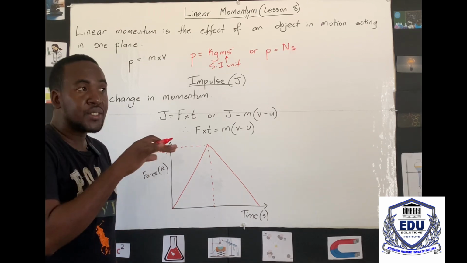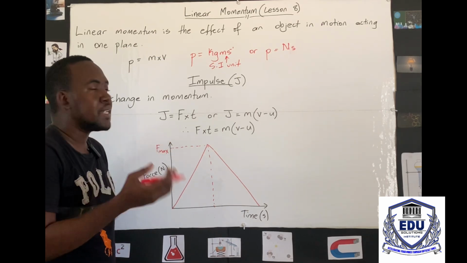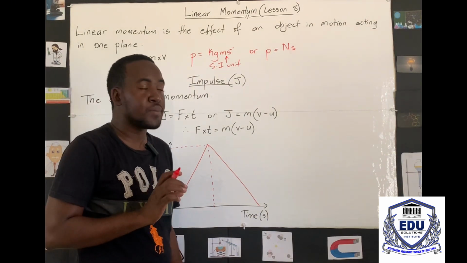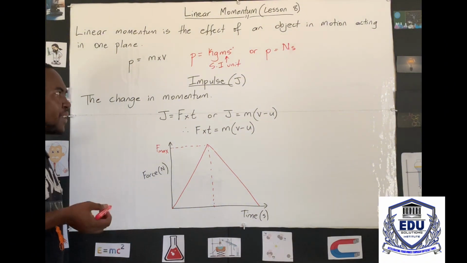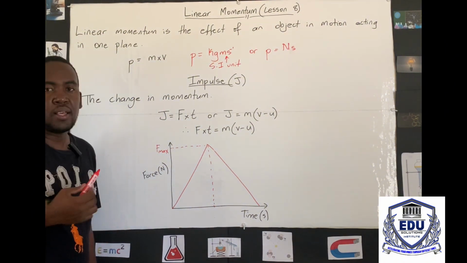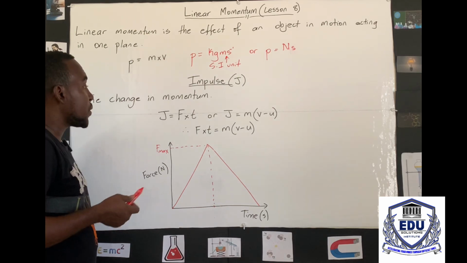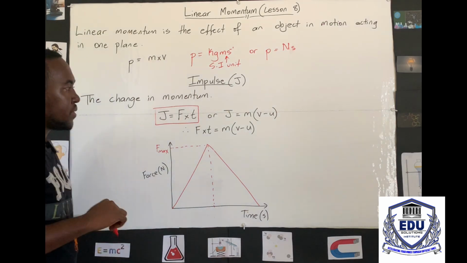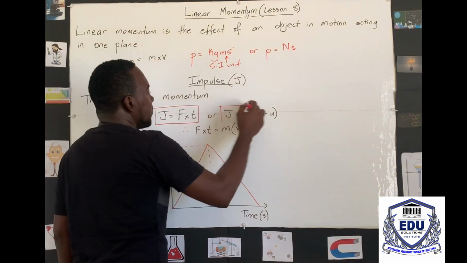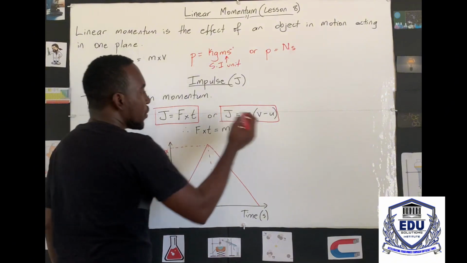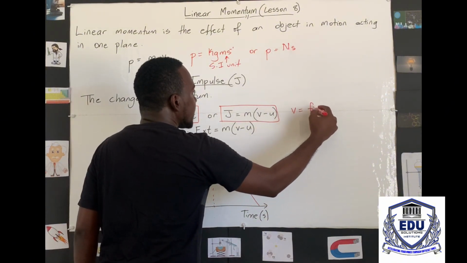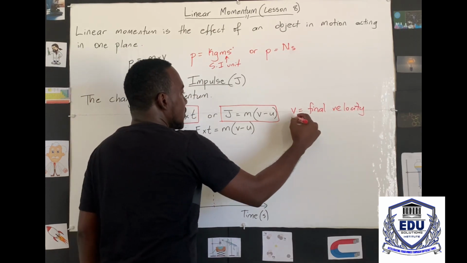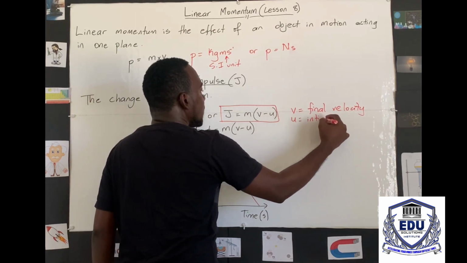So therefore, because there is a change in force, then that means we get a change in momentum because the speed is going to change. And if the speed changes, then that means we have impulse. Right? So therefore, impulse is generated by two equations. J is equal to F times t, or J is equal to m(v minus u), where v represents the final velocity. Because the velocity is changing, it's going to move from initial, which is u, to final, which is v.